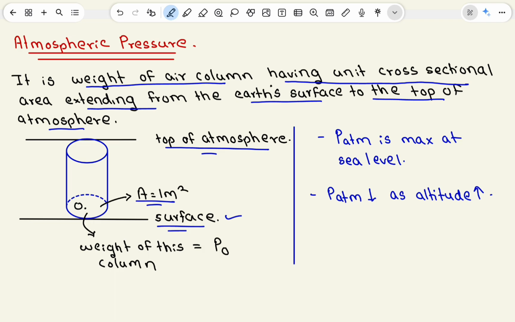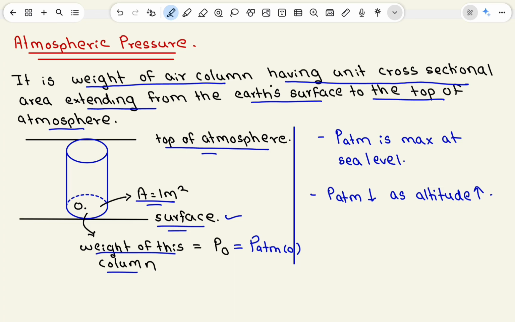Now, to find the pressure, we just need to calculate the weight of the air in the cylindrical column. And that weight of air will be nothing but the pressure due to atmosphere, which is P0. So, the atmospheric pressure at point O, which we can also write as P0, is nothing but the weight of the air in the cylindrical column drawn from point O up till the top of the atmosphere. The only thing we should remember is that the area of this cylindrical air column must be 1 meter square.